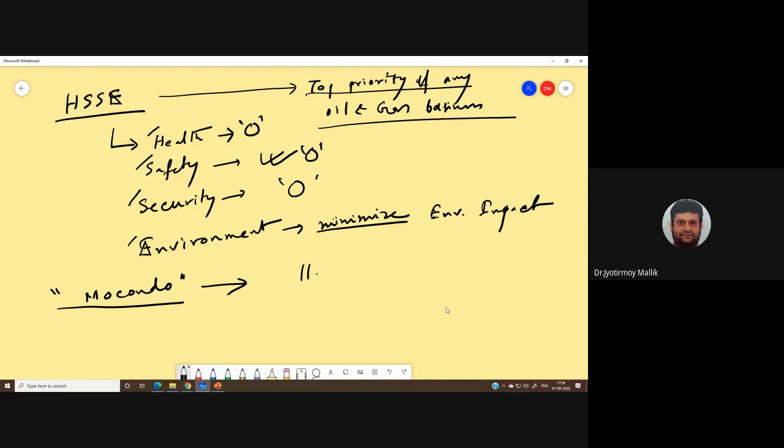The rigs are essentially the platforms from where the wells are drilled. The cost of a rig is around $100,000 per hour, and sometimes the rigs sit idle for 2, 3, 4, 5, 7, 8 days due to unsafe operations. Then there are the losses that the company goes through. So it's absolutely important, if you are in the business, that you take care of these four milestones.